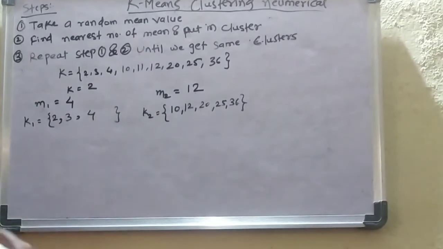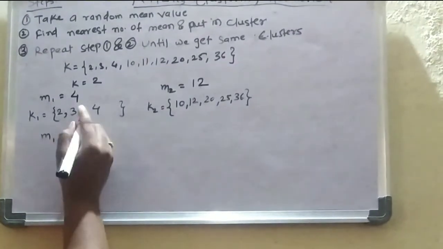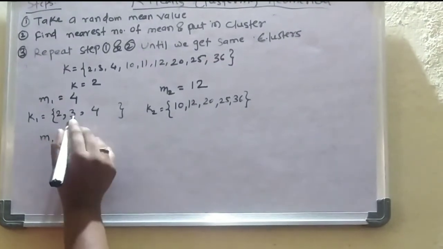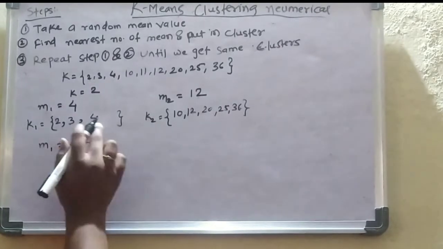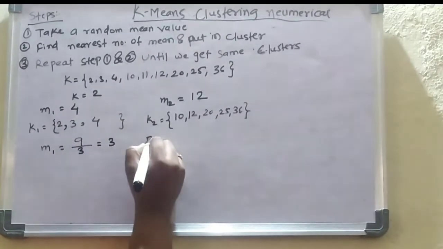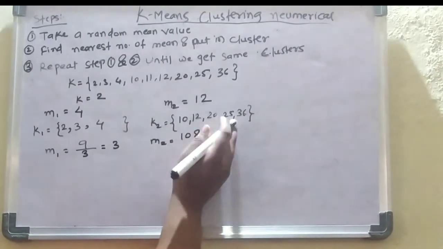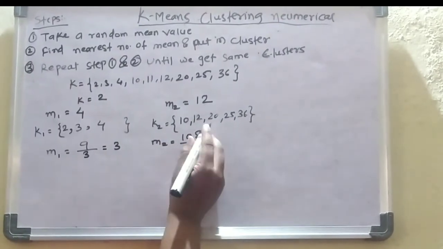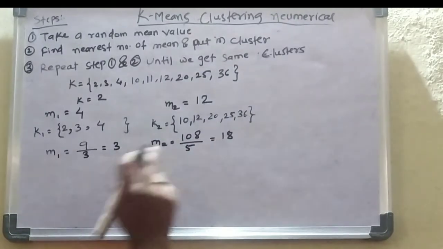Now we have to calculate the new means. To calculate the new mean, we add these three elements: 2 plus 3 is 5, 5 plus 4 is 9, divided by the total number of data points, and we get the value 3. Similarly for the other cluster, we add all the elements, and the addition divided by the total number gives 18. So these are our new means now.